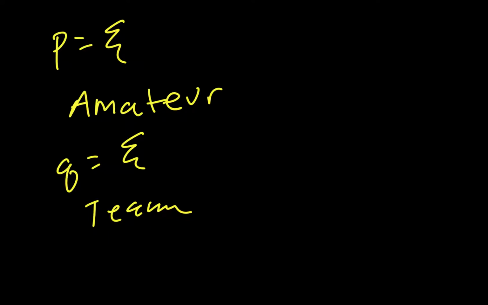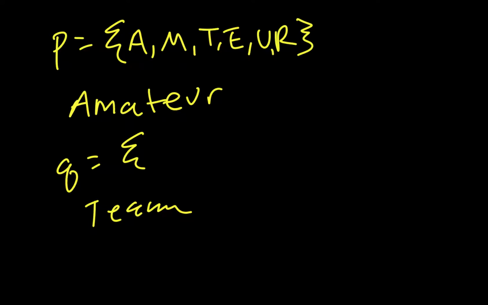Now, there are some things we have to get used to here. With sets, we only write one of each letter. So I'm going to say A, M, T, E, U, R. Even though there are two A's in the word amateur, we're only going to write it once, because that's what set theory says. Only one of each type of element. Team, all the letters are different, so we can write all of those.